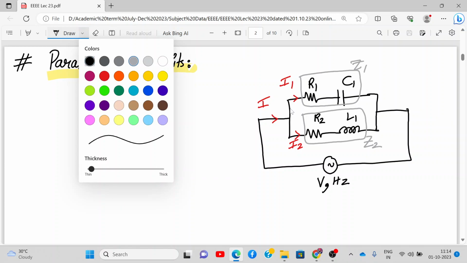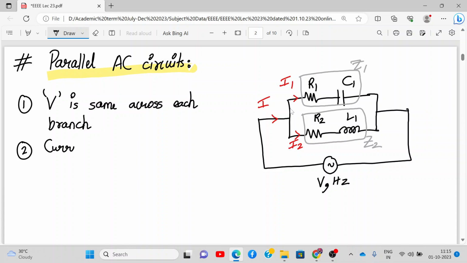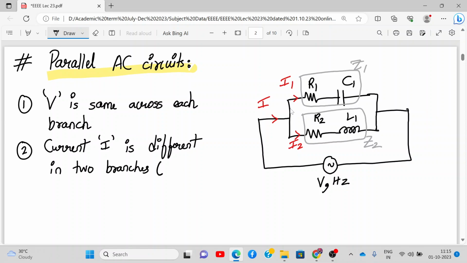What are the distinguishing features of a parallel circuit? In a parallel AC circuit, voltage V is the same across each branch. Current I is different in the two branches. That is what we have written as I1 and I2.